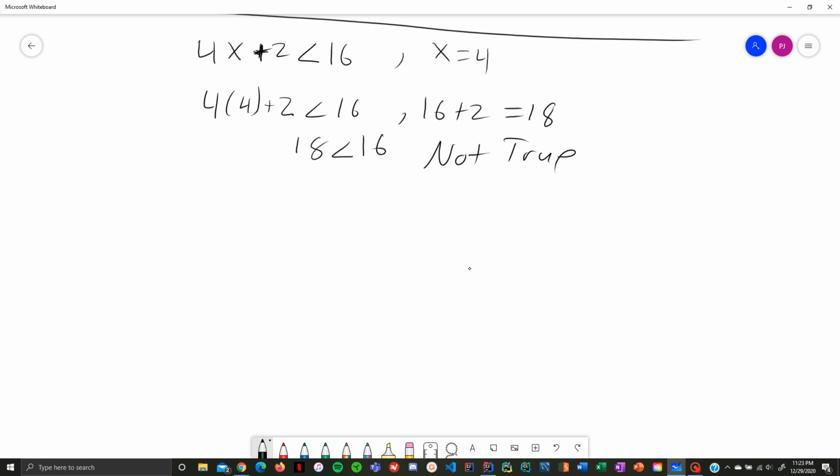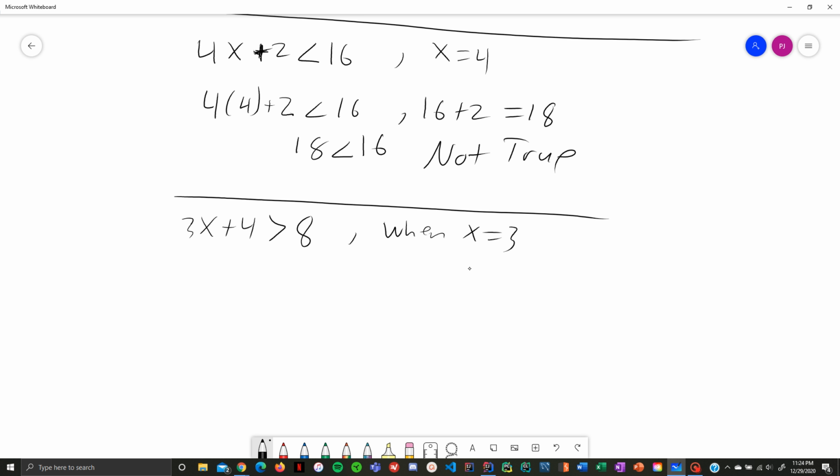Let's take a look at another example. Let's say we had 3x plus 4 is greater than 8. And we're going to be solving when x is equal to 3. So let's plug in for x. We have 3 multiplied by 3, where we put in for x, plus 4, and we're seeing if it's greater than 8.